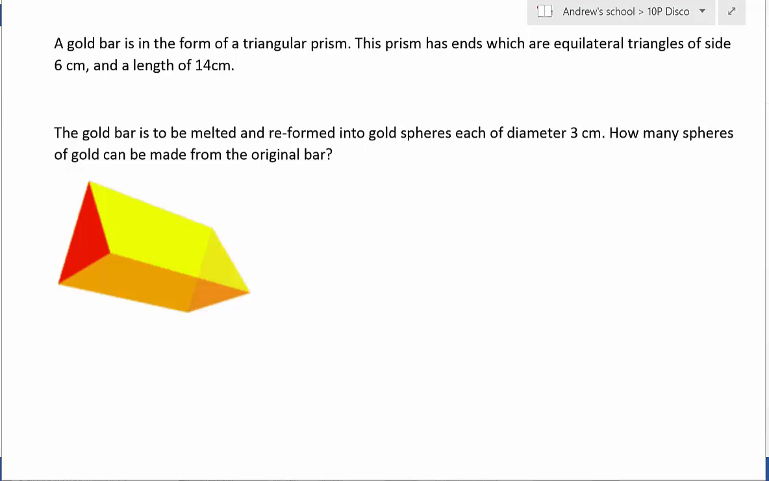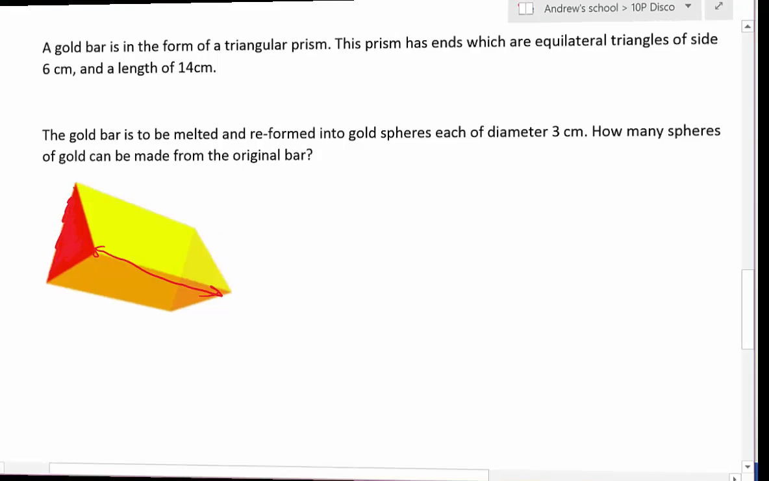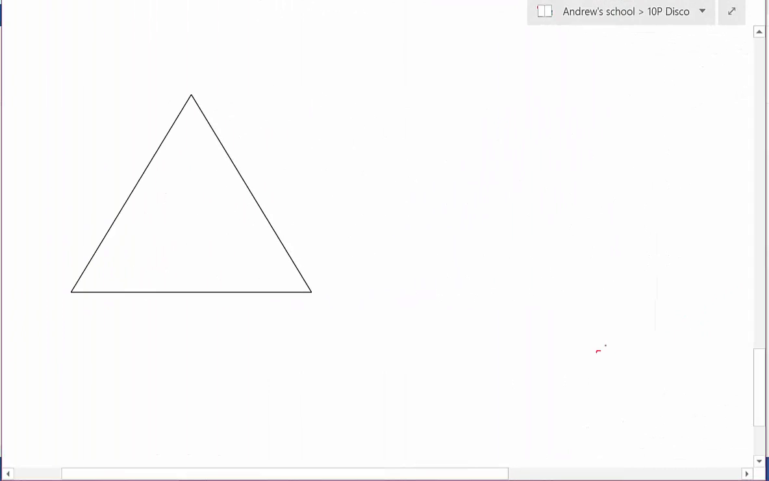the ingot. Well, the volume of a triangular prism is simply the area of its triangular face multiplied by the length that it's extended over. So the first thing we've got to do is calculate the area of the triangular face. We are told that the triangle is in the form of an equilateral triangle, each of sides being 6 centimeters.